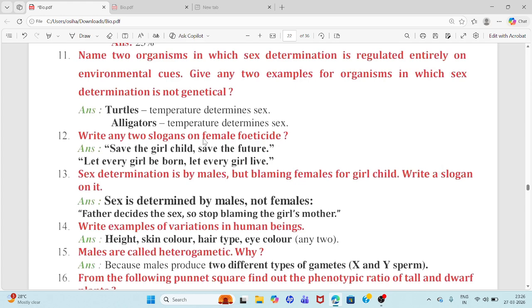12th question. Write any slogans on feticide. Female feticide. Save the girl child, save the future. Let every girl be born. Let every girl live.